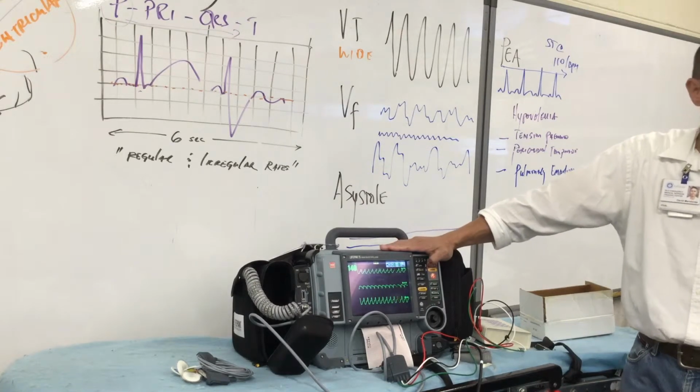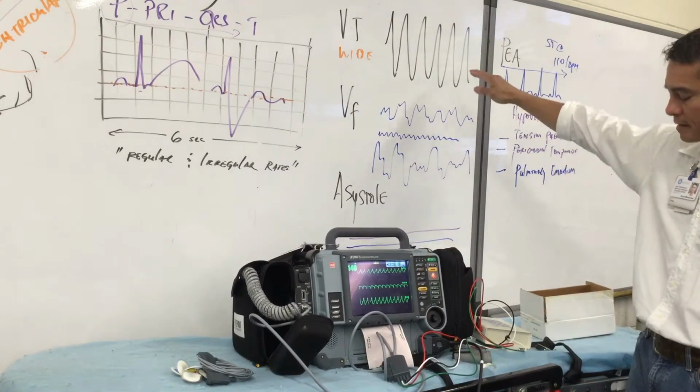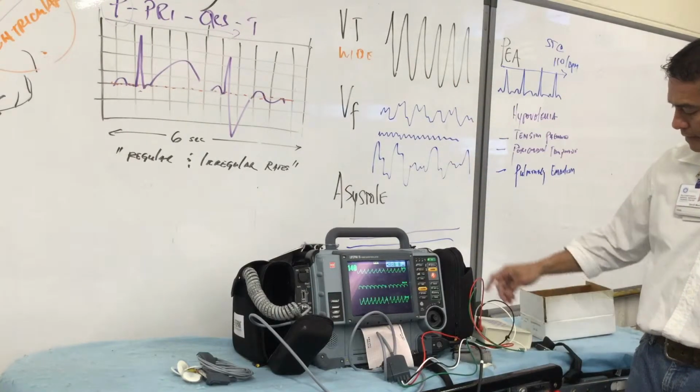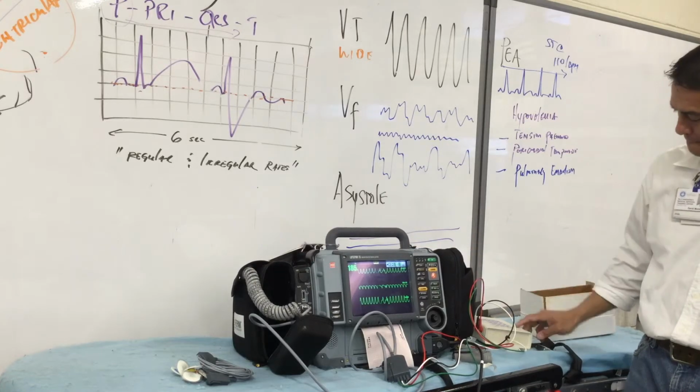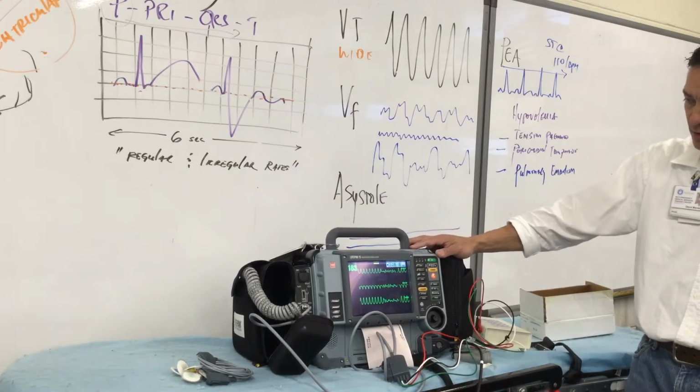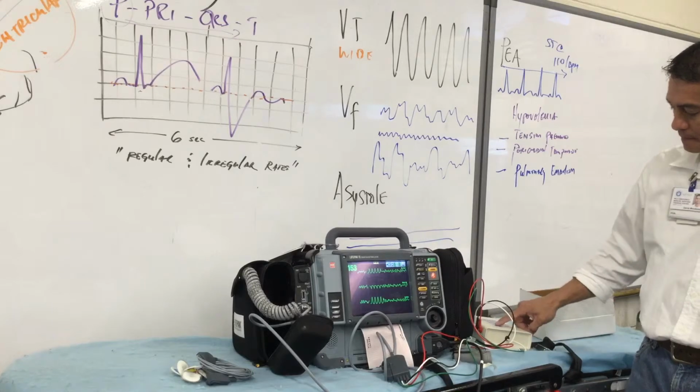Different forms of a wide complex tachycardia again. This is a ventricular tachycardia. It can speed up. It can then deteriorate into ventricular fibrillation.